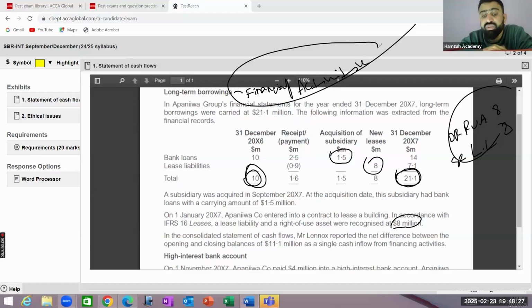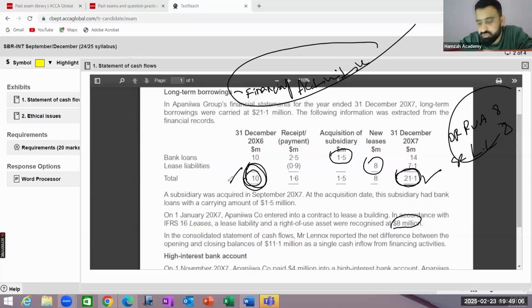Okay, but that should be a cash inflow or a cash outflow. Other than that, nothing should be shown in terms of long-term borrowing in a financing activity. Now, the problem here is that they have just considered the closing balance of 21.1 and the opening balance of 10. And they have shown 11.1 million as a cash inflow in the financing activity.